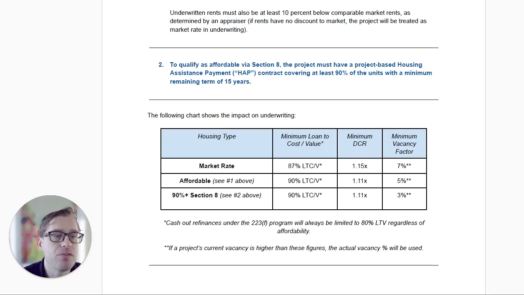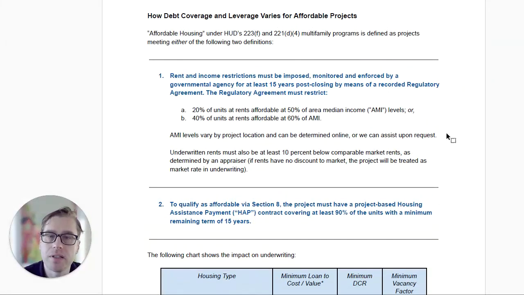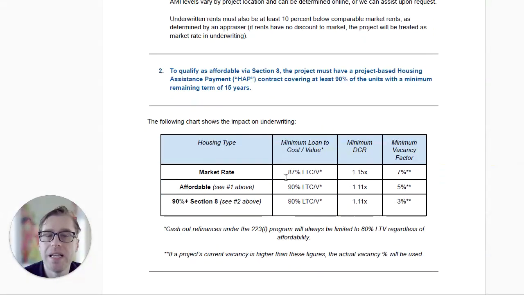If you qualify as affordable per definition 1 here, the AMI restrictions, you go from 87% and 1.15 to 90% and 1.115. And if you qualify as 90% Section 8 under definition 2 here, that goes to 90% leverage, 1.11 debt coverage ratio, and we can underwrite down to a 3% vacancy factor. It should be noted that regardless of affordability, market, affordable, all Section 8, 90% Section 8, in a cash out refinance, the value constraint when we're determining the mortgage is always going to be 80%.